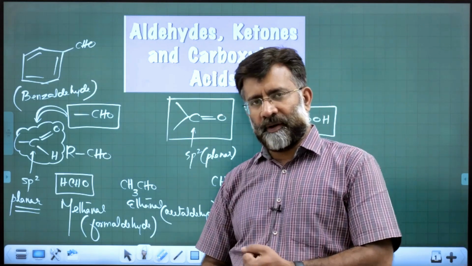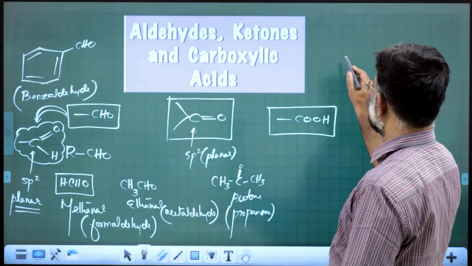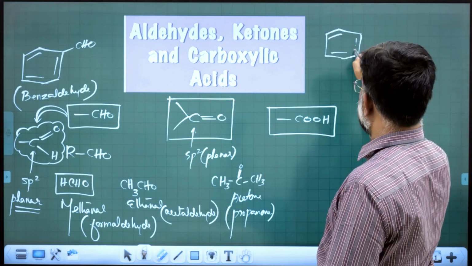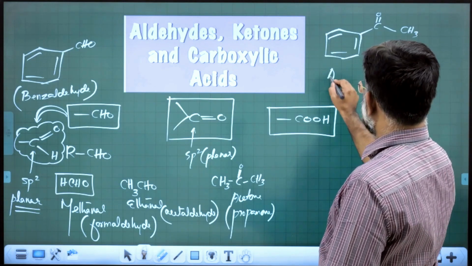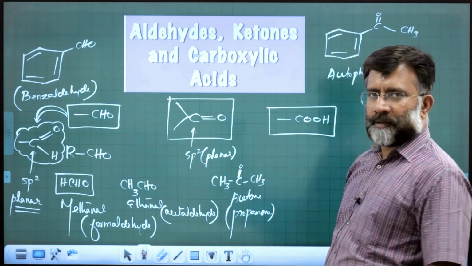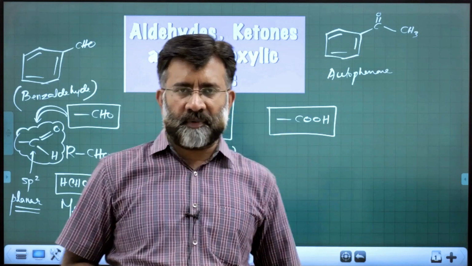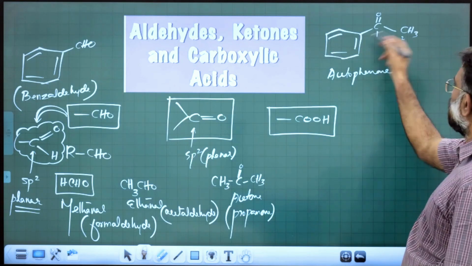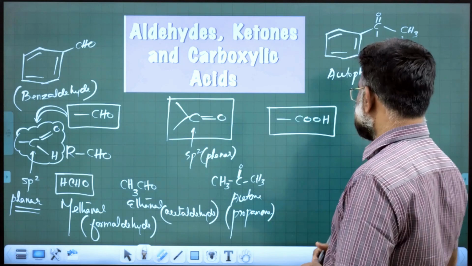Acetone, propanone, butanone, pentanone, hexanone, like that. And the simplest aromatic ketone is acetophenone. Acetophenone is the popular common name which is accepted by the IUPAC also, or it may be called 1-phenylethanone, like that. That is the aromatic ketone.